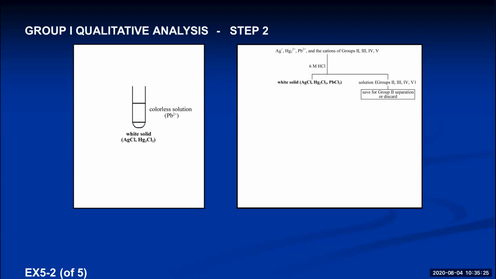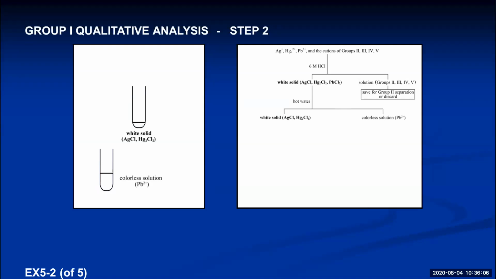To physically separate them, we would put this in a centrifuge to pack down the solid. Then I would use a capillary pipette to suck the liquid out. And I now have in the bottom left-hand corner my solution that contains the lead 2 ions. And in my original test tube, I have the solid that contains the silver chloride and the mercury 1 chloride. On my flow chart, I would now write a line next to it, written hot water. That's the reagent I'm using, and the hot water now causes my white solid to separate into 2 phases. On the left side is going to be the solid phase, the silver chloride and the mercury 1 chloride white solid. But on the right side is going to be a colorless solution, and that's where the lead 2 ions would wind up going.